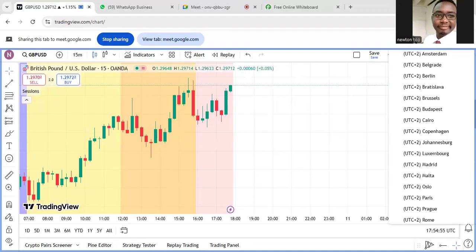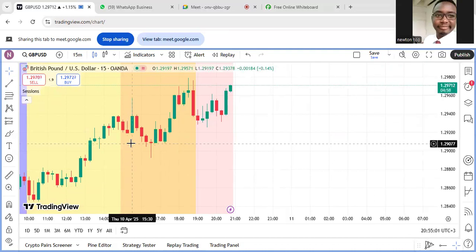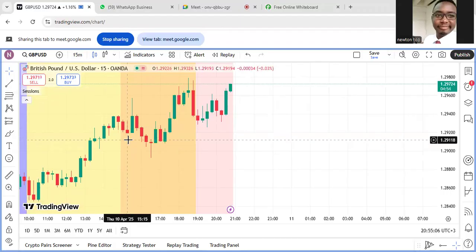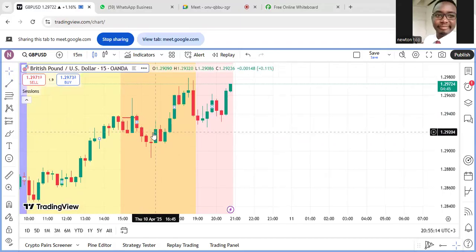I'm looking for Nairobi time zone. Okay, so 3:30. I'm looking for 3:30. So this one was a candle here, 3:30. So you see this is the 3:15 candle. So this is the candle we were saying we consider a lot. So you would come here and place your buy stop order there.